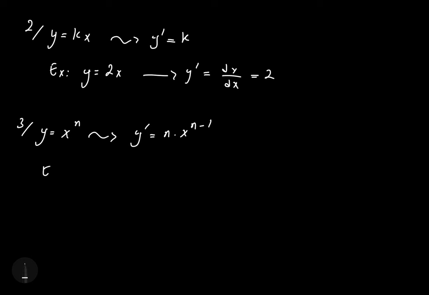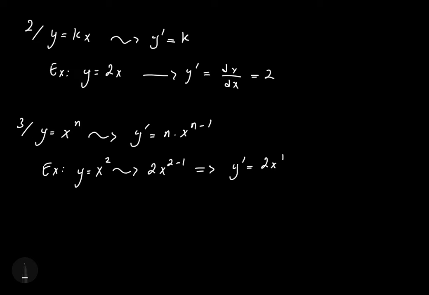For example, y is equal to x squared. Well, here's what you're going to do. You're going to write that as 2 times x to the power of 2 minus 1. So the derivation, or y prime, is simply 2x to the power of 1.